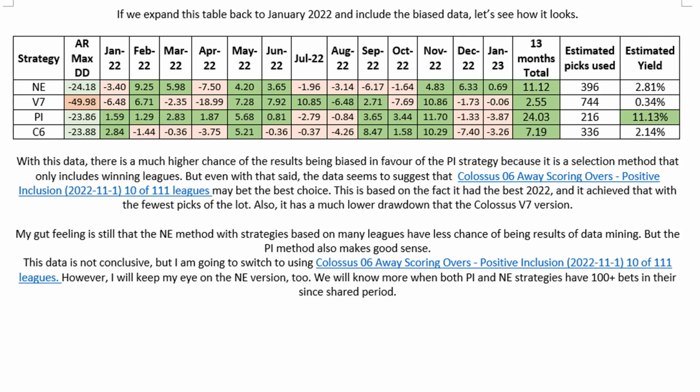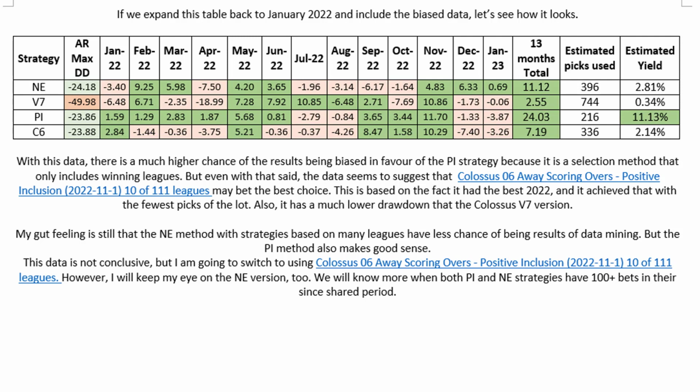So I can see the indication here that the positive inclusion one is working well too. And the negative inclusion one did make a profit, but its yield was much lower at 2.81%. So then I'm in two minds there, should I go for positive inclusion, negative inclusion? But both of those versions are better than the original or the V7 version I made.